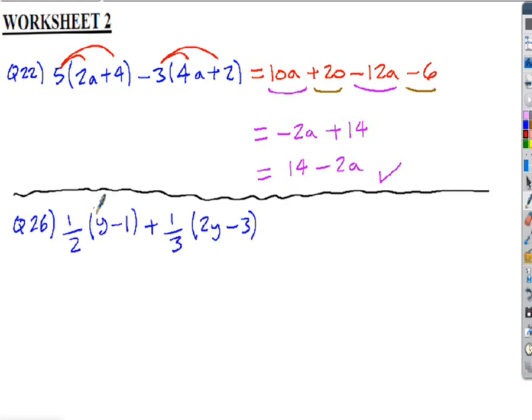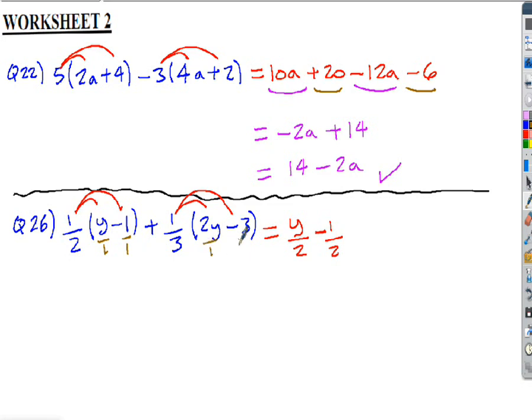Question 26, we have a half outside the first bracket, so we're going to multiply the half by the y and the half by the negative 1. And the second bracket here we have a third outside, third multiplied by the bracket, so third multiplied by 2y, and the third multiplied by negative 3. So expanding the brackets as before, we'll basically get y divided by 2 minus 1 upon 2. Again, if it helps, you can think of these being upon 1.